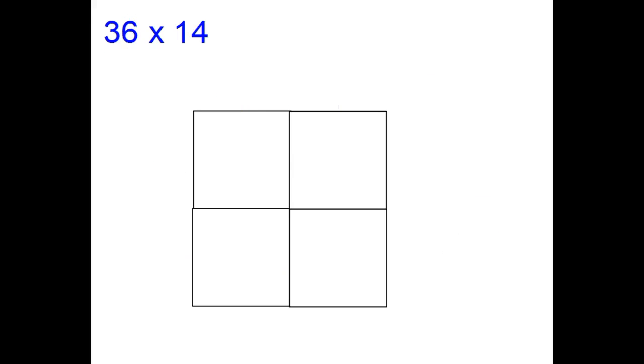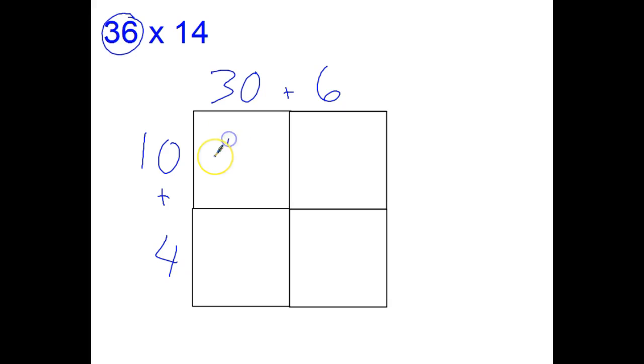Try one more of those. 36 is really 30 plus 6. And 14 is really 10 plus 4. 10 times 30 to start with. When multiplied by 10, I always just put a 0 on the end. So I got 30 with 1 zero at the end. I got 6 with 1 zero at the end. So that would be 60.